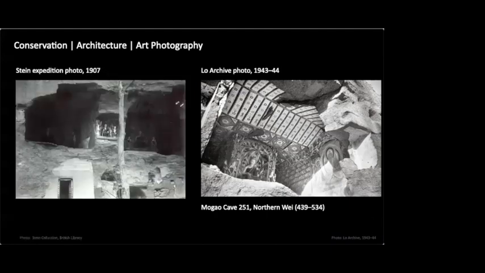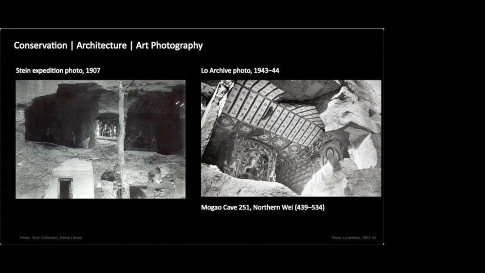Compare the photograph at left, taken in 1907 during Stein's expedition. This photo shows cave 251 here, but also a small shallow cave to the left, and a deeper cave, cave 249, the one with the running bull. In terms of documenting the cliff face, the Stein photograph contains more information about a larger section of the cliff.